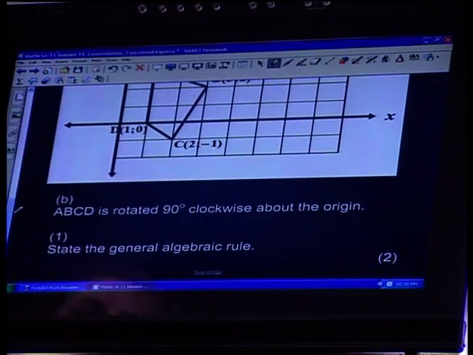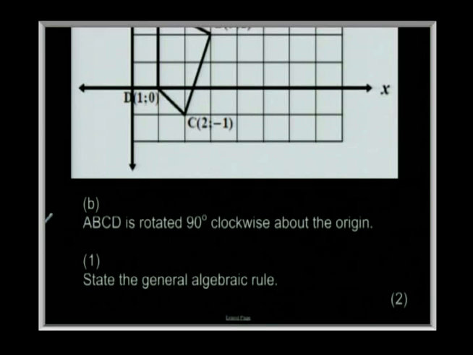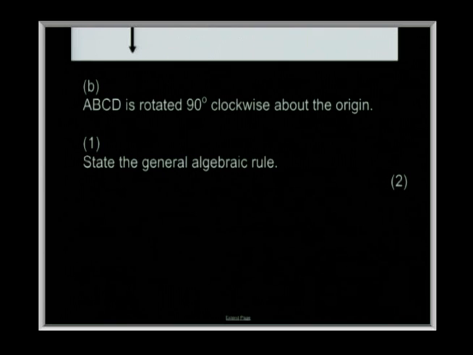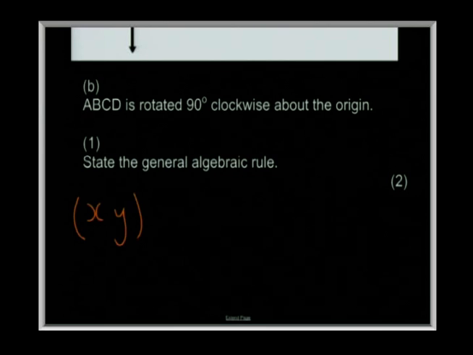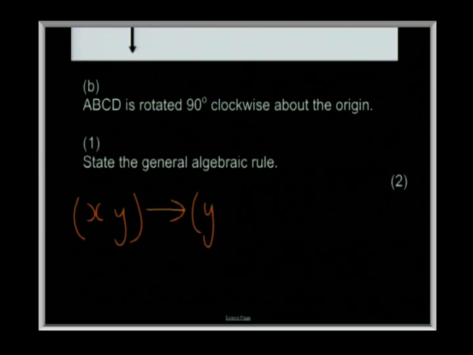Now we are told that ABCD is rotated clockwise about the origin. And the first question asks us to state the general algebraic rule. So in other words, what are the 2 brackets? What happens to x and y if x and y are rotated clockwise around the origin? Well, 2 things happen. The y value turns into the x value. The x value turns into the y value, and it changes sign.